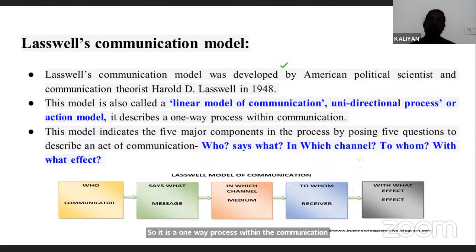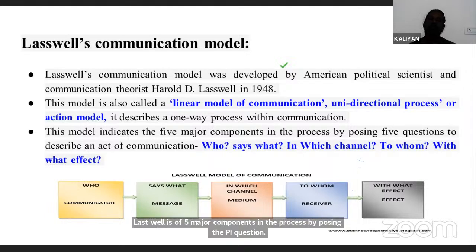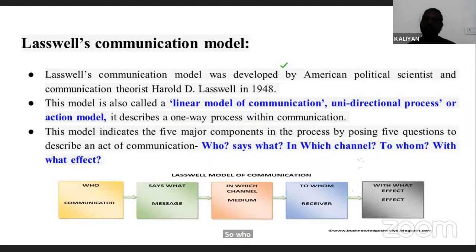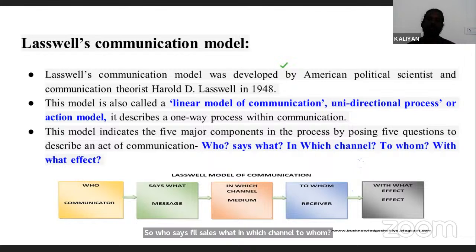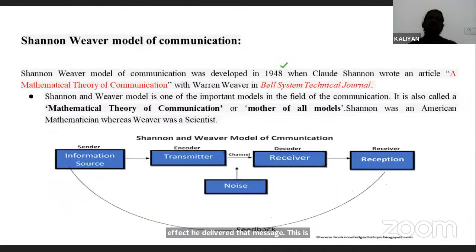Laswell has five major components in the process, posed as five questions: who says what, in which channel, to whom, with what effect. The communicator is who, the message is what he says, the medium is the channel in which he says it, the receiver is to whom, and the effect is the impact of the message delivered. This is the Laswell communication model.